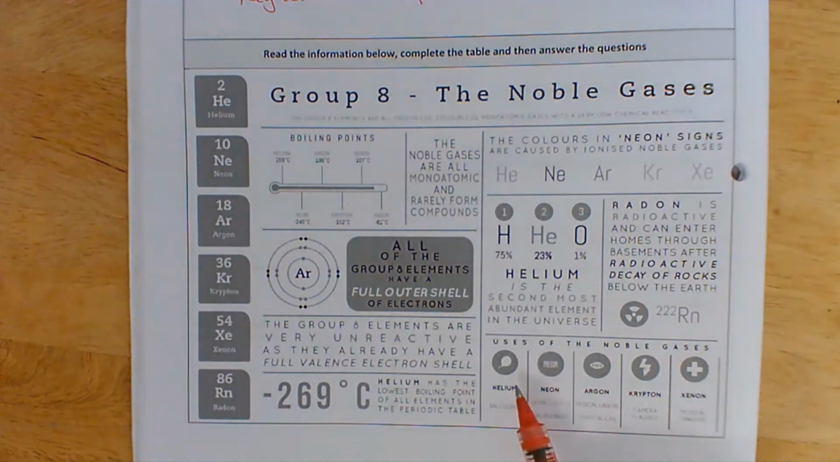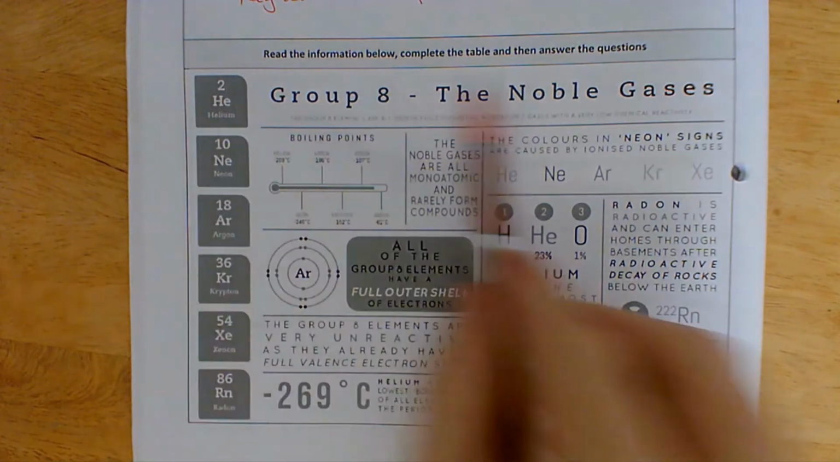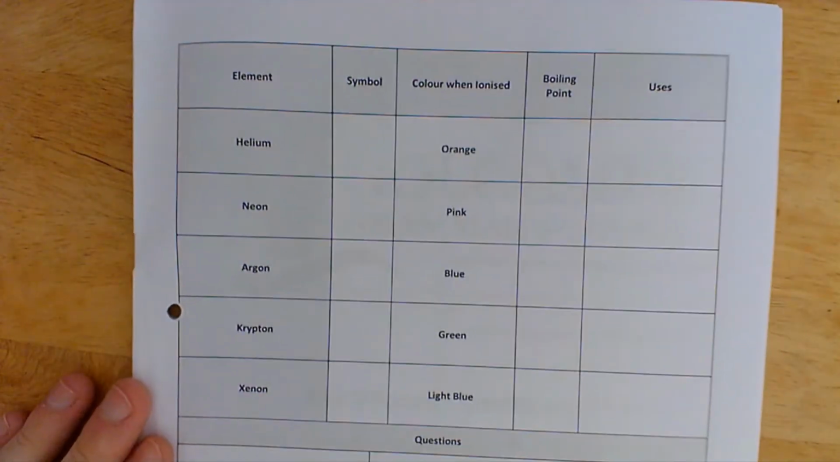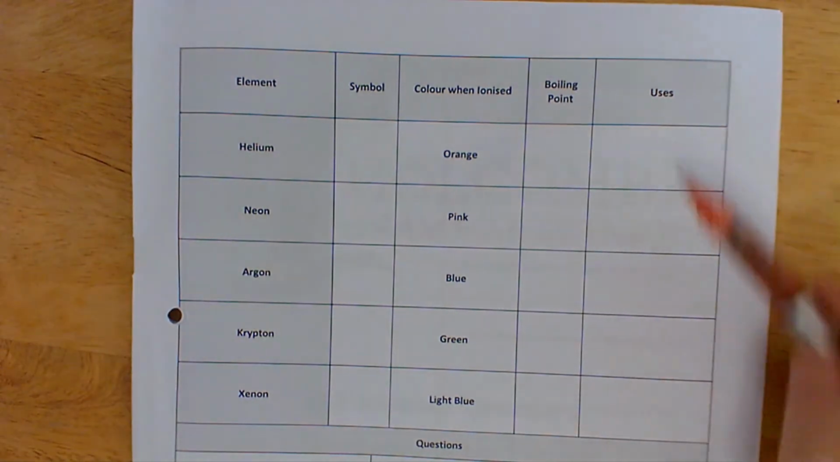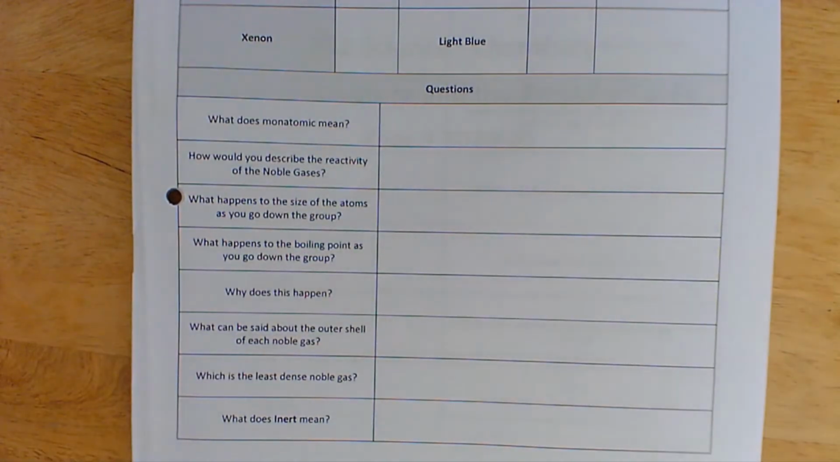We've got some uses of the different noble gases, and we have some information about how abundant, for example, hydrogen is, being the most abundant element in the universe. So what I'd like you to do is to read through this information and use it to complete the table at the top of the next page. So the symbols, the boiling points, the uses, and then answer these questions.